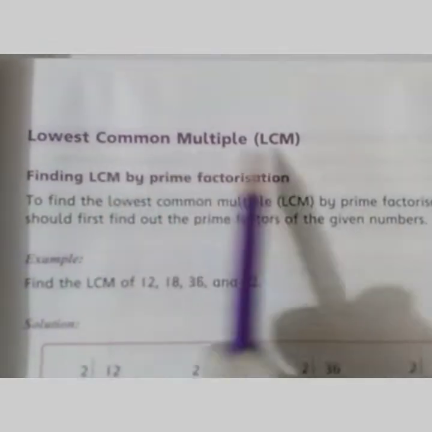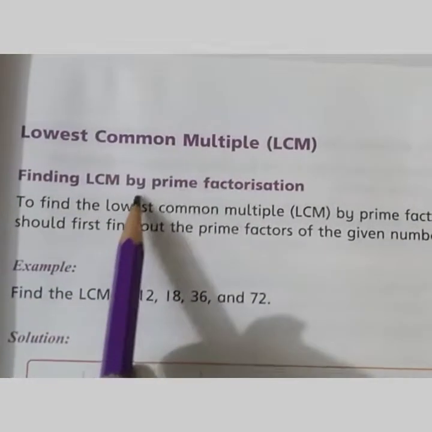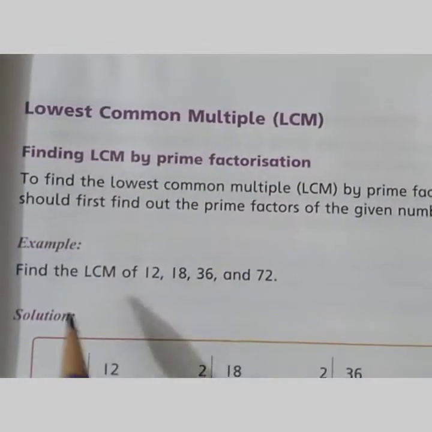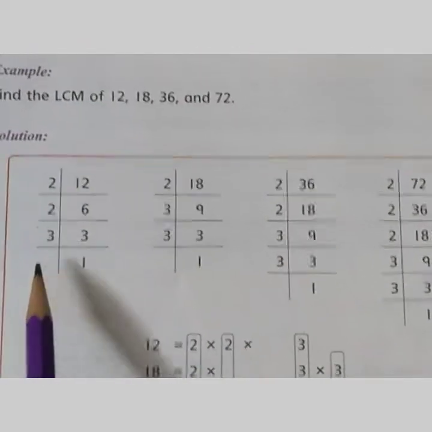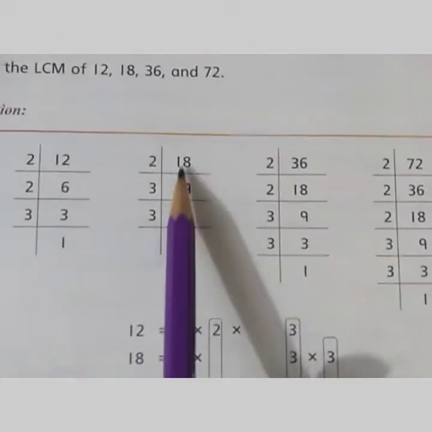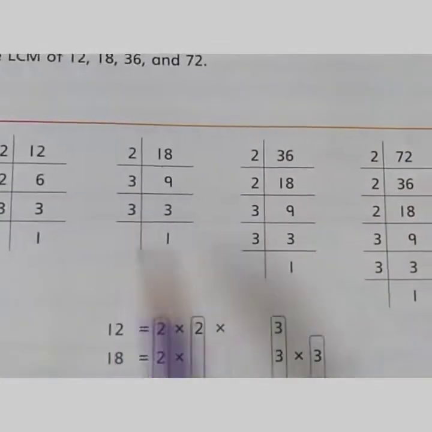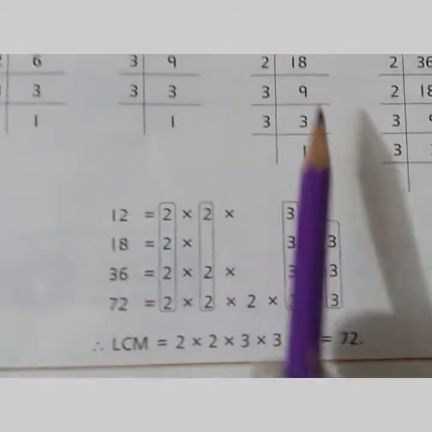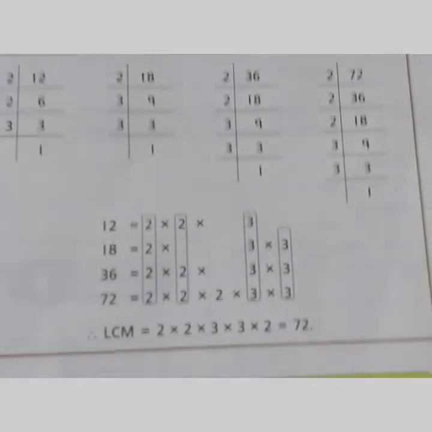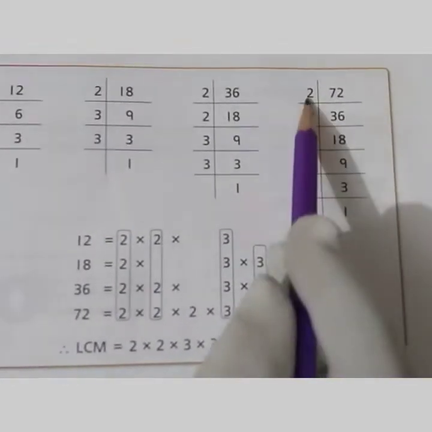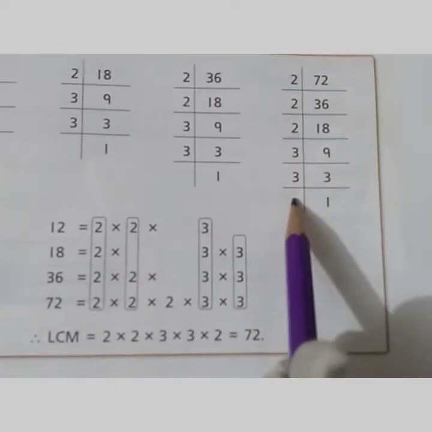Now the lowest common multiple. Finding LCM by prime factorization. First we find the factors of 12. It is 2, 2 and 3. All of you know how to find it. Now 18: 2, 3 and 3. 36: 2, 2, 3 and 3. And 72: 2, 2, 2, 3 and 3.